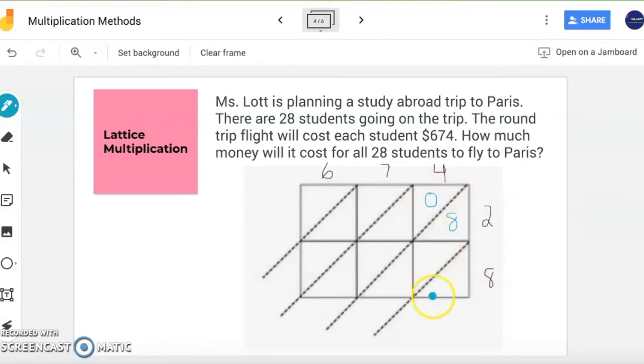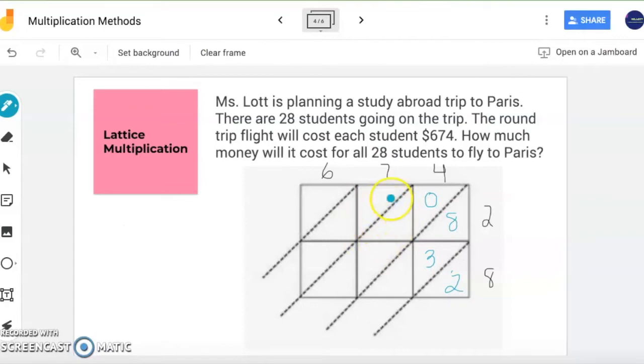Now in this box here, to the right I see an 8, above I see a 4. 4 times 8 is 32. So notice here I'm going to put the 3 in the first part of my box and the 2 in my second, forming the number 32. So ultimately your box is broken into the tens place and the ones place.